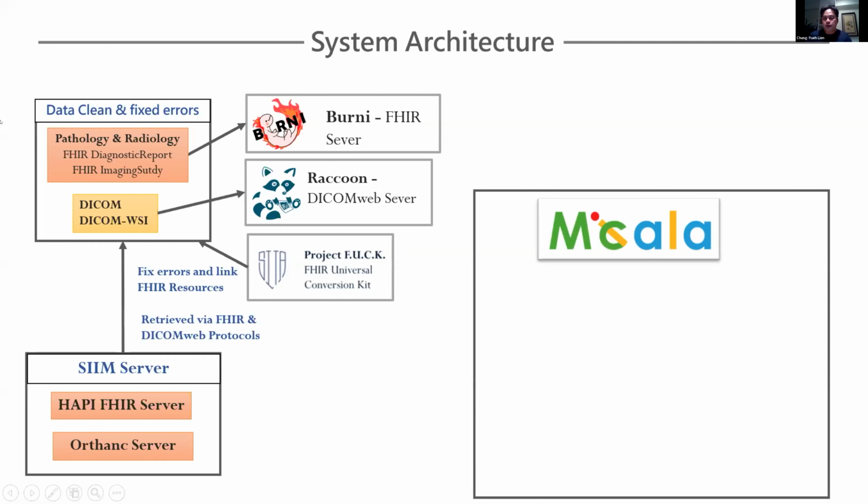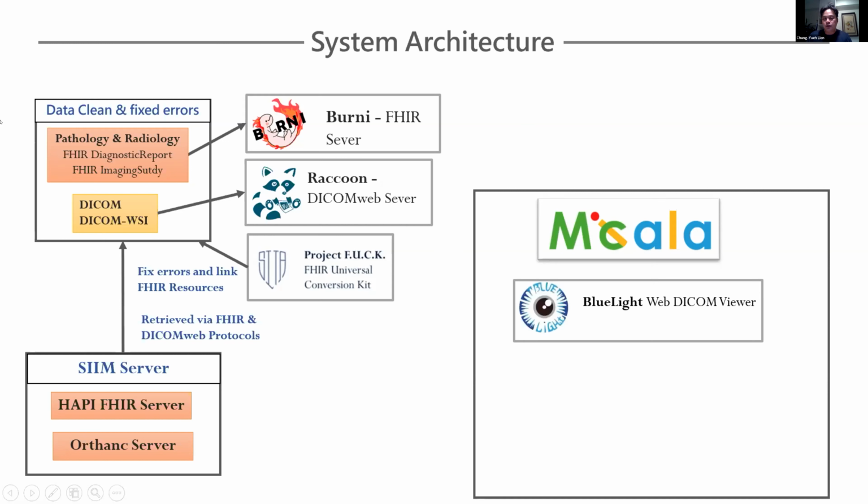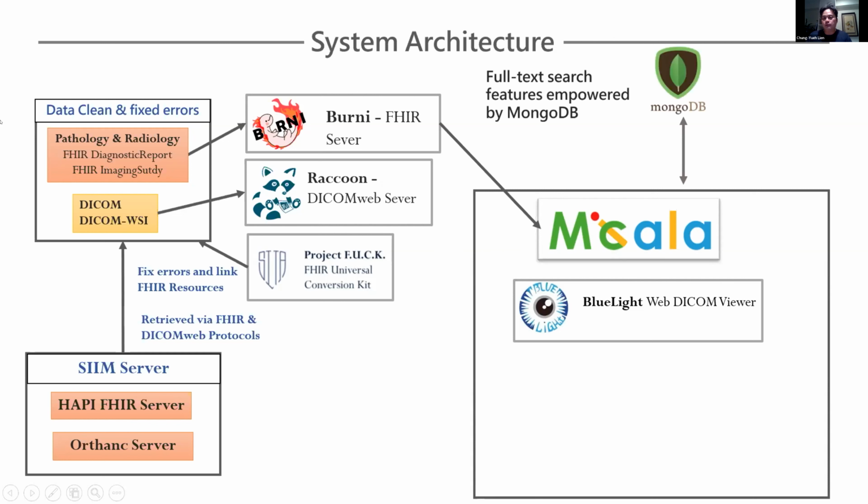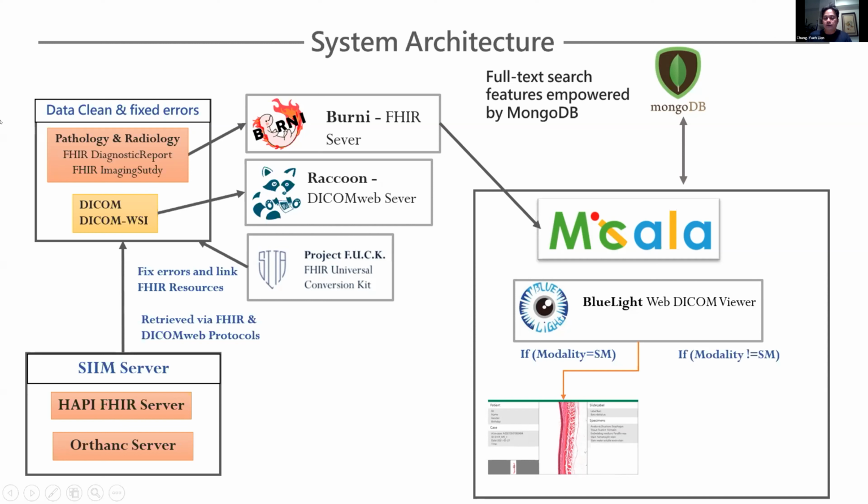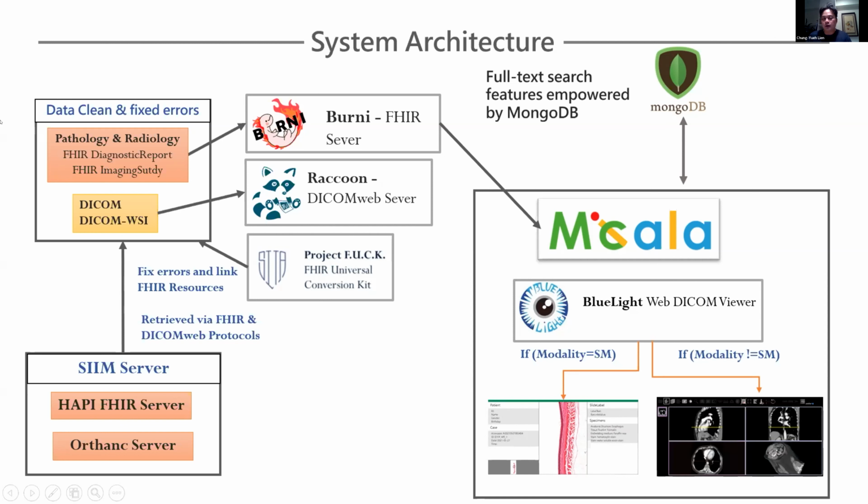And our proposal is Micala. Micala will integrate with another open source project named Bluelight, a web-based DICOM viewer. We upload the FHIR documents in bundle format to MongoDB to enable the full text searching features of MongoDB. And we have added conditions in Micala: if the image belongs to a WSI, then we will switch to the WSI viewer. If not, we'll switch to a general viewer.